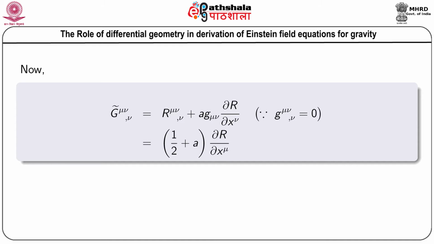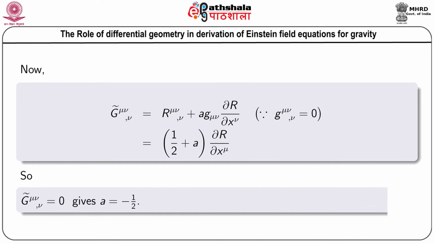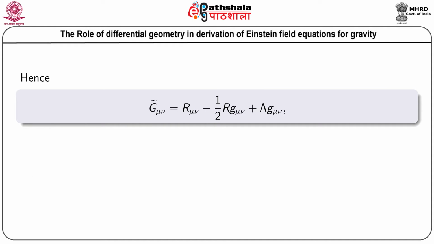Now, G tilde mu nu comma nu, that means the covariant derivative of G tilde mu nu with respect to nu is equal to R mu nu comma nu plus A G mu nu del R del x nu, as G mu nu comma nu equals to 0. So, we have half plus A del R del x mu, and when A equals to minus half, G tilde mu nu comma nu equals to 0, or if you consider G mu nu comma nu equals to 0, then A is equal to minus half. So, we can write G tilde mu nu equals to R mu nu minus half R capital R G mu nu plus gamma G mu nu.